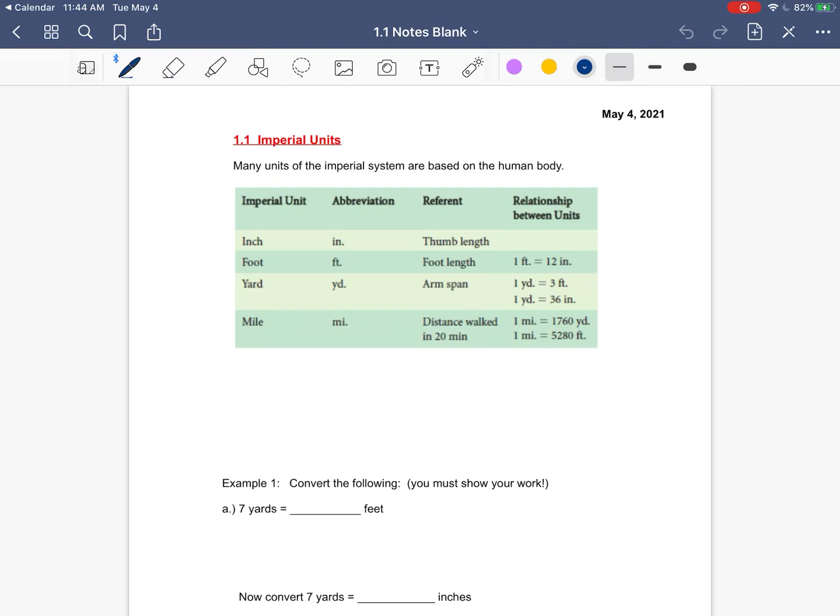So many units of the imperial system are based on the human body. We've got inches, which is kind of like your thumb length, foot, which is like a foot length, a yard, which is about an arm span, and a mile, which is approximately the distance walked in 20 minutes. You can use this chart at the top, or there will also be a formula sheet attached for this section of the notes, and it will have all the conversions you'll need on it as well.